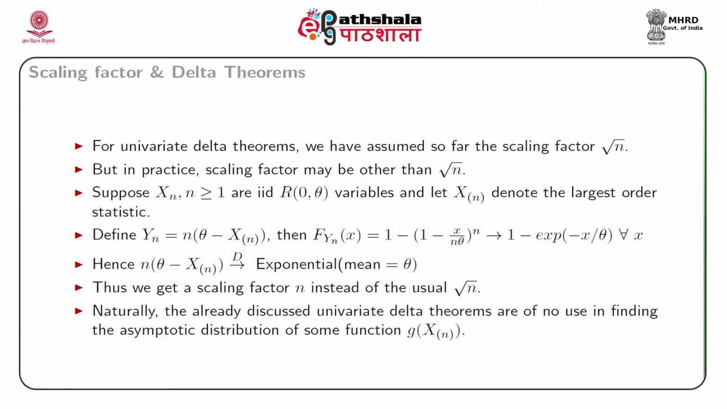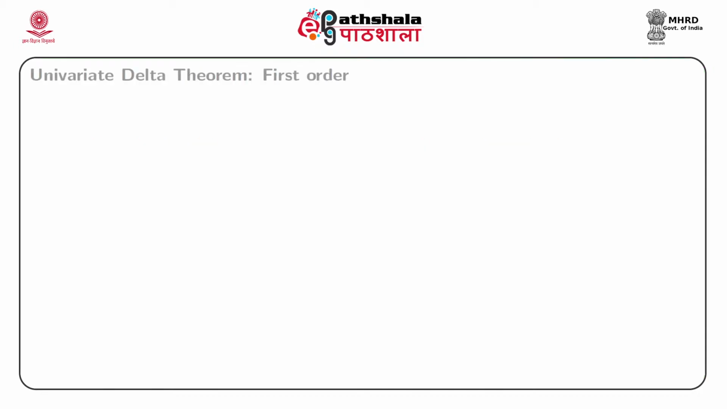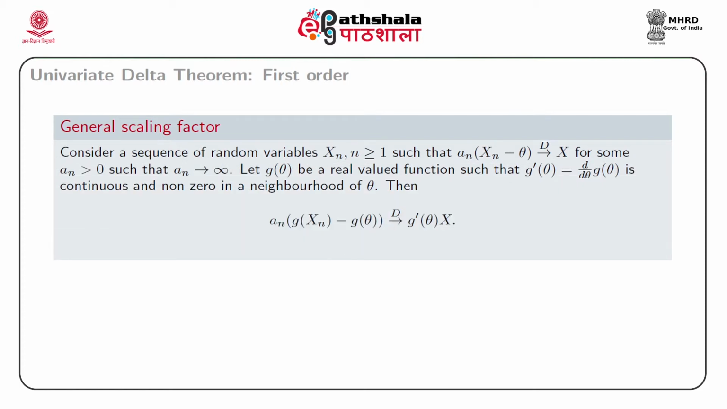So let us introduce the univariate delta theorem of first order using a general scaling factor. Consider a sequence of random variables xn such that an multiplied by xn minus theta converges in distribution to x for some positive sequence an, and it is also assumed that an diverges to plus infinity. Let g theta be a real valued function such that the first derivative of g theta is continuous and non-zero in a neighborhood of theta.